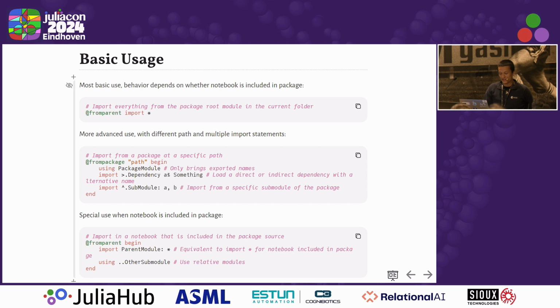As you see, you can import things with a different name. You can import just specific names from any of the modules. You can also import everything, because if you just do import asterisk, it will import everything from the package if your notebook is not included in the package, or from the module where the notebook is included if the notebook is included in the package. You can also do this by specifying the module if you want to import everything from another submodule. You can also use relative imports if your notebook is included in the package.